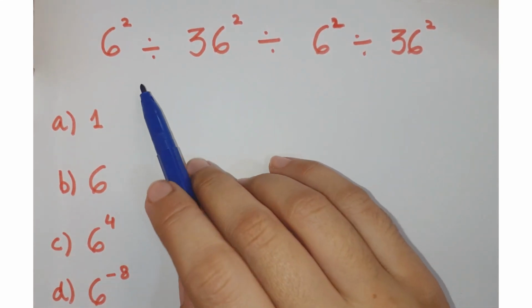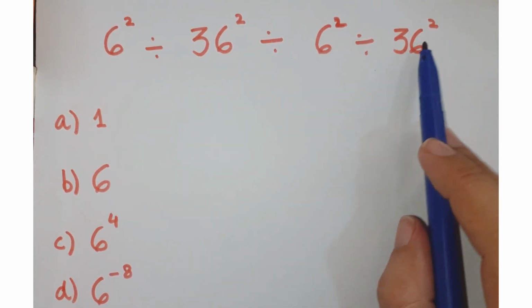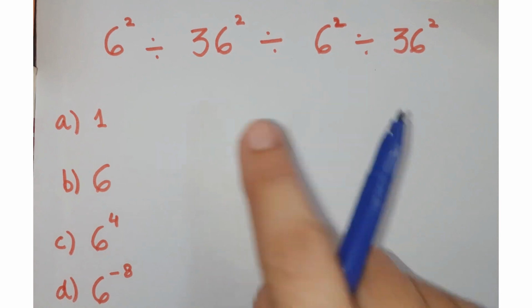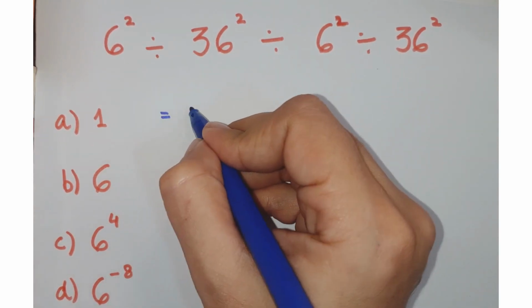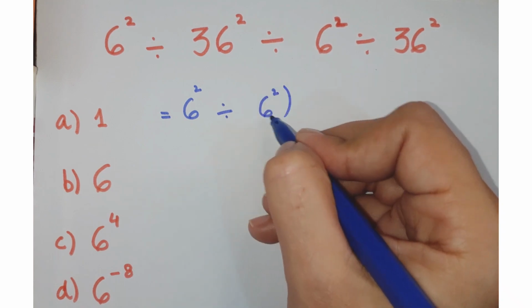Now look at this question. This is 6 square divided by 36 square divided by 6 square divided by 36 square. 36 is a perfect square of 6. So let's bring all of the numbers in the power of 6.